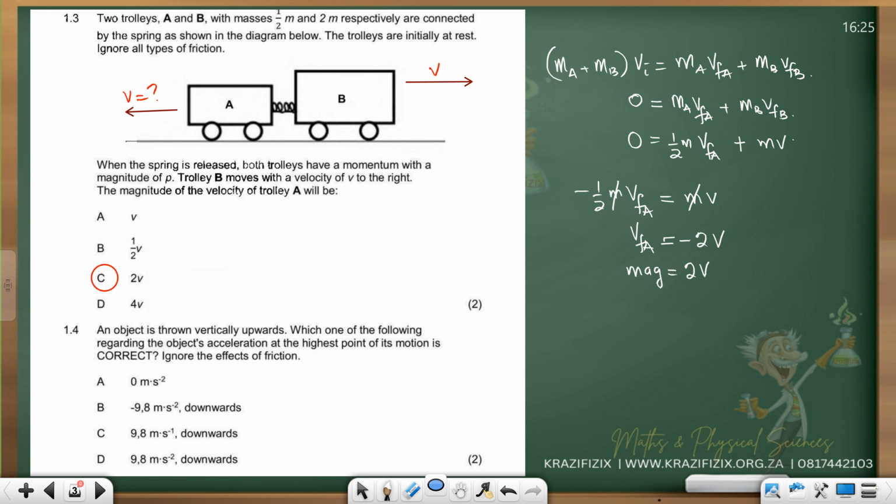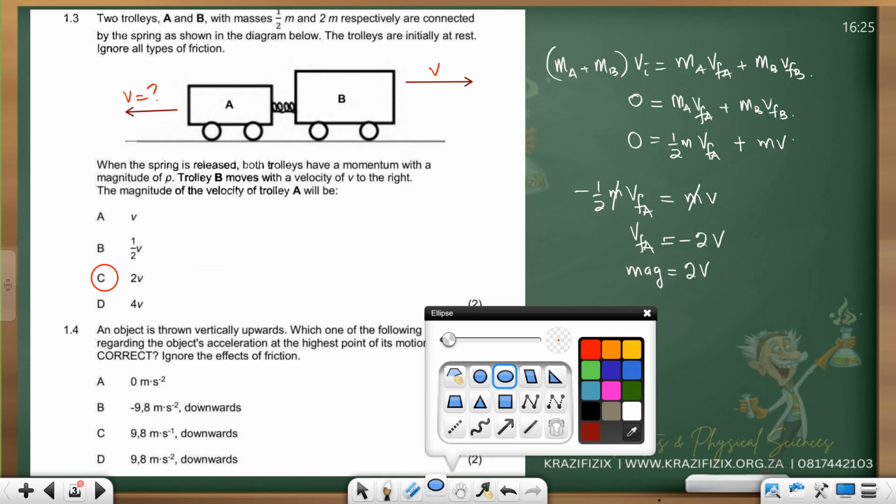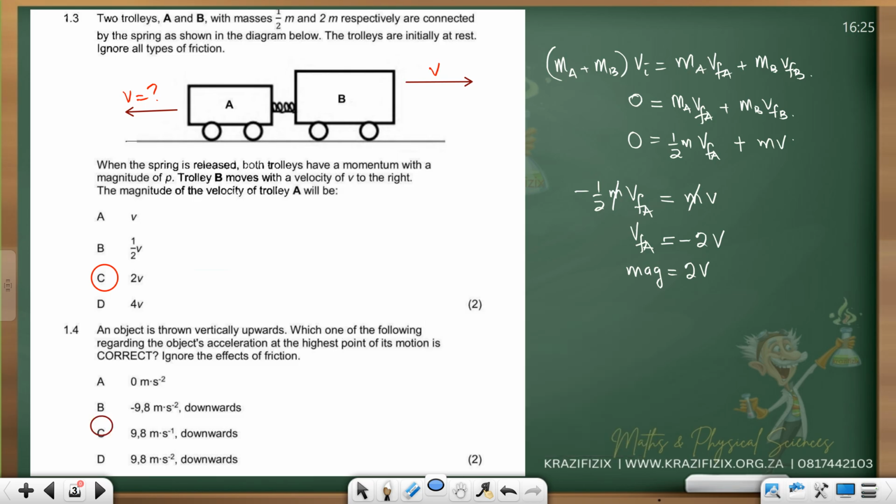1.4. An object is thrown vertically upwards. Which one of the following statements regarding the object's acceleration at the highest point of its motion is correct? Oh, lovely. We are looking for acceleration. And because it's a free fall, at every point, even at the maximum height, it is 9.8. Ooh, this one is wrong. D. 9.8 meters per second squared downwards.